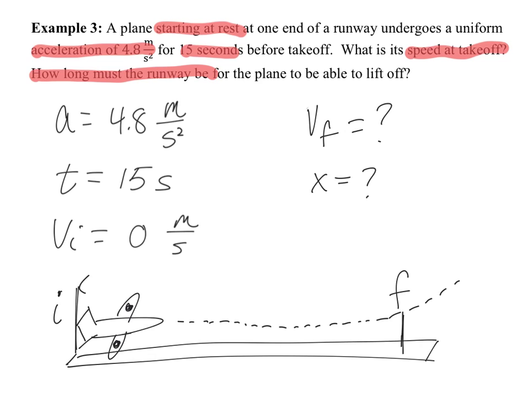Again, this is x. I'll draw on the diagram. Here's x. Okay, that's what x is, that dimension right there. The distance or displacement the plane undergoes right before liftoff. It doesn't matter in this problem if you use distance or displacement really, because it's only a plane moving in one direction.